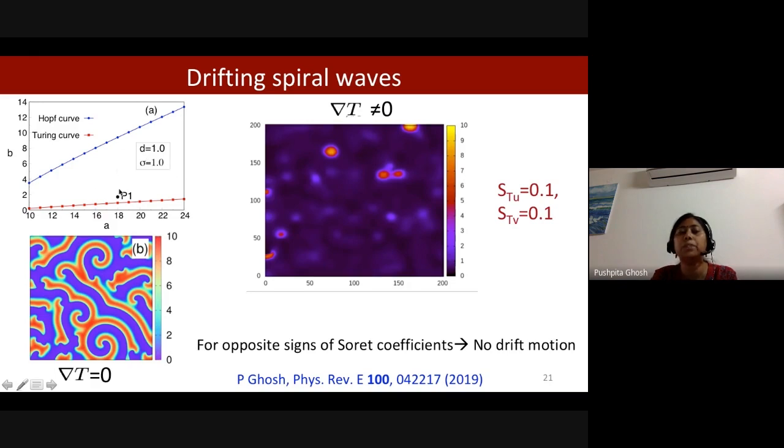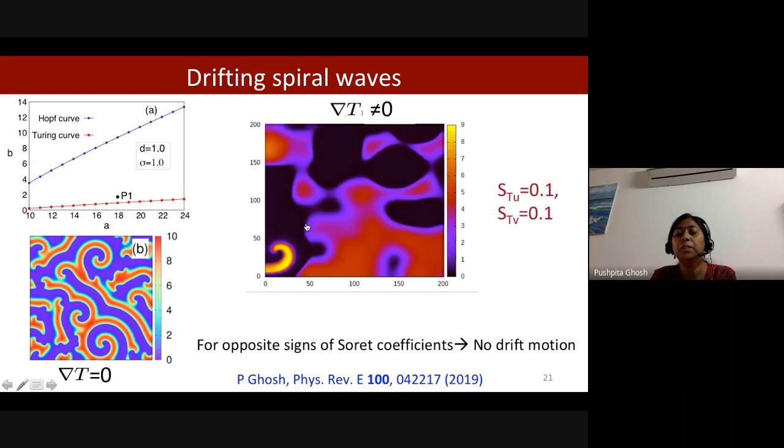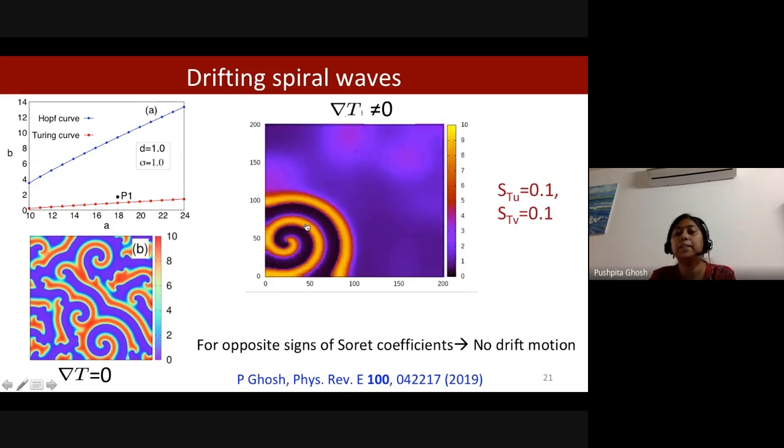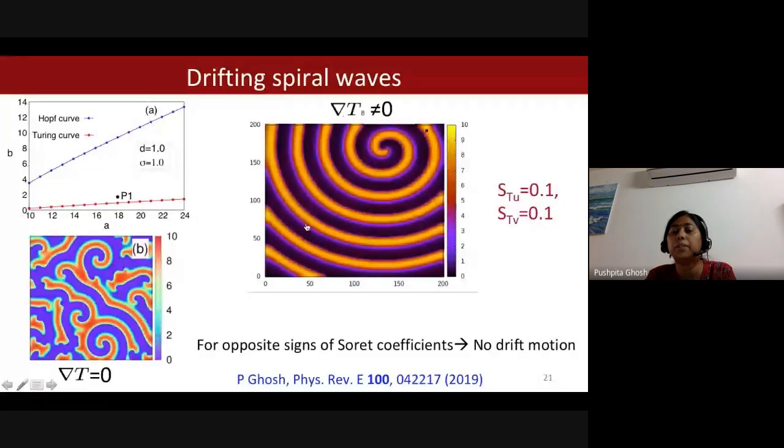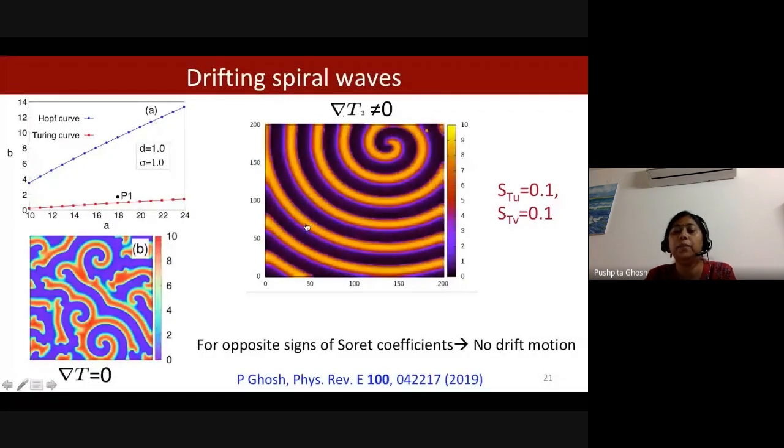But in this situation, when we run this simulation, we see spiral pattern formation. Under the temperature gradient, this spiral wave shows a drift motion from one end to another. You could see these waves moving in the presence of a non-zero temperature gradient. And when the spiral pattern hits the boundary, it basically diminishes. So we could see a drift motion of the spiral waves. But when we choose the opposite sign, we don't see a drift motion; we realize stable spiral patterns.